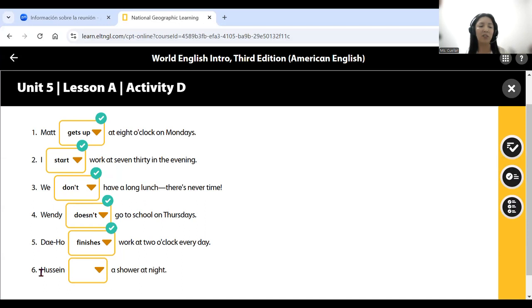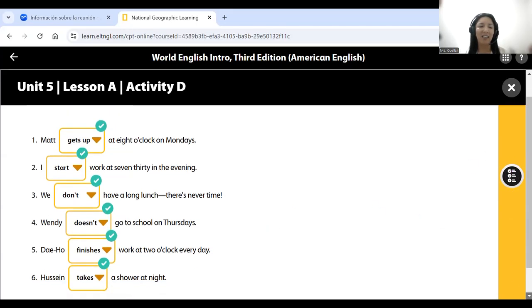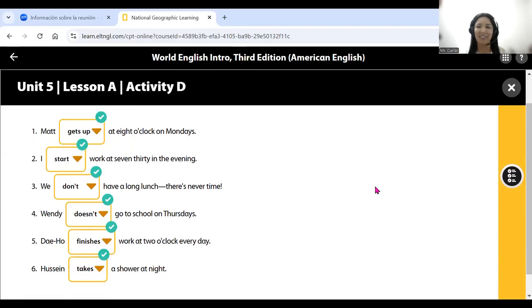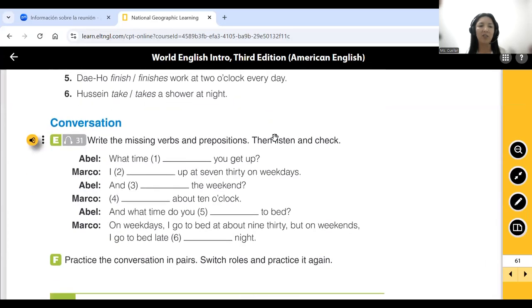And the last one, number six, Hossein. Take or takes a shower at night? Perfect. He takes a shower at night. Good job. Now let's continue with our next exercise. Exercise E.